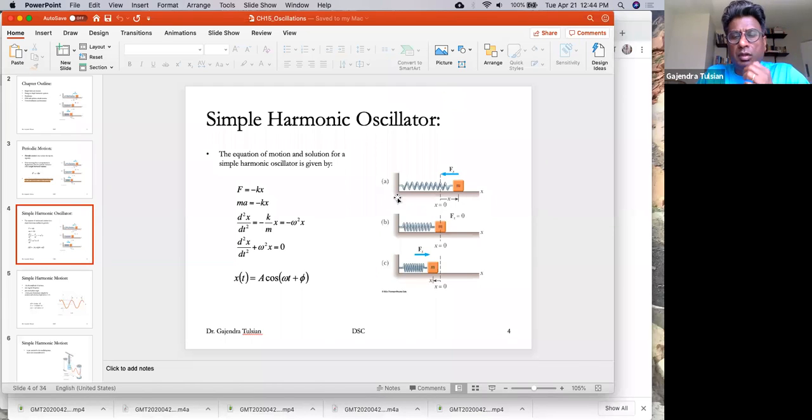Okay, so the behavior of this system will be described by a differential equation. So let's derive this differential equation, okay? And I'll work through this.